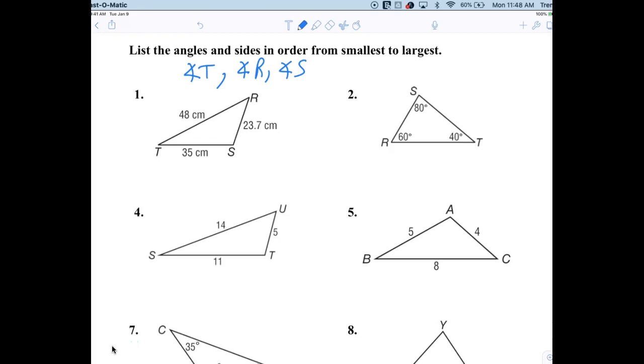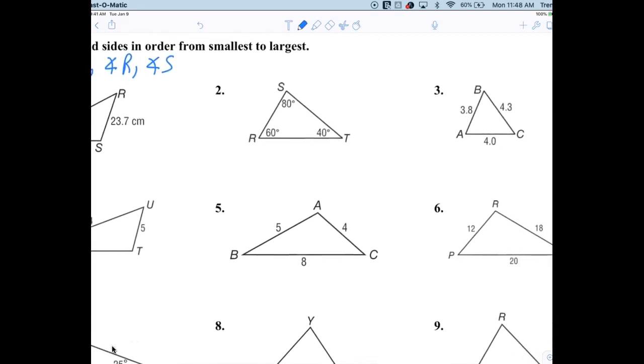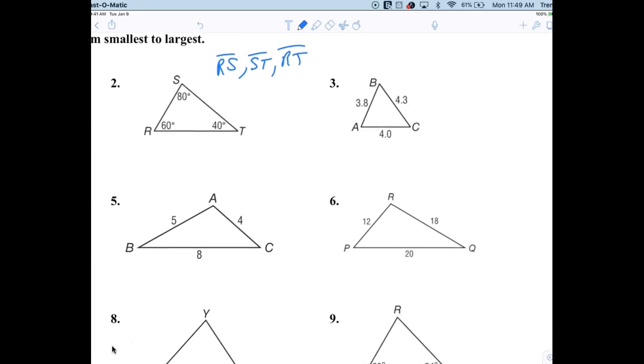All right, let's look at number 2. Now we want the smallest side. What's the smallest side? I'm listening. RS. Then what? ST. Then what? Come on, guys. That's easy, right? Number 3. Smallest angle.